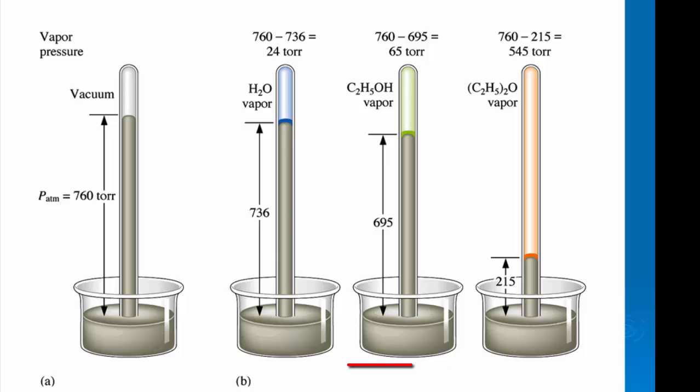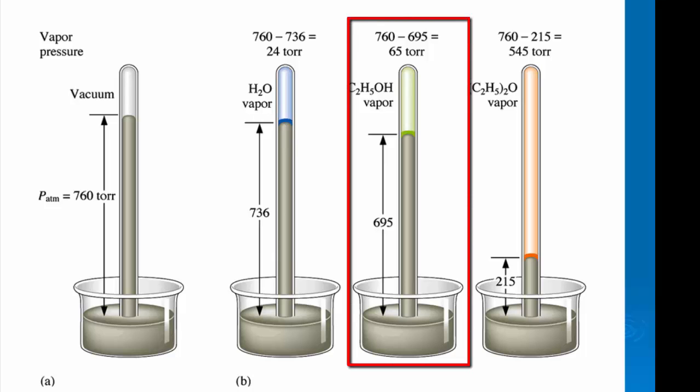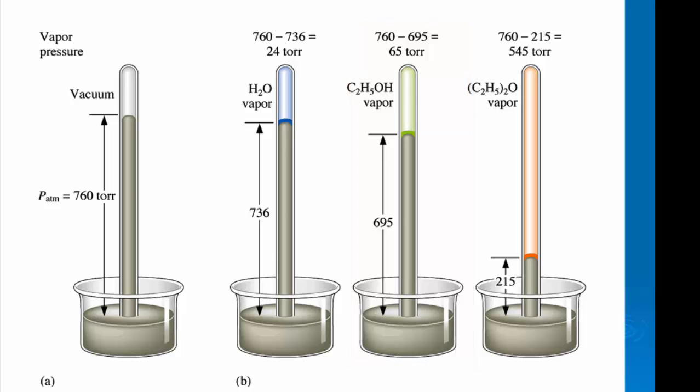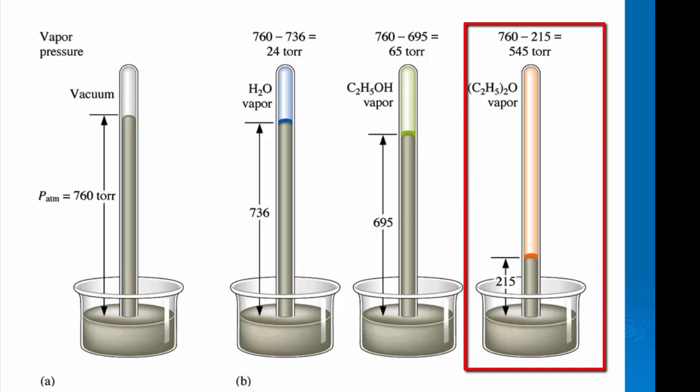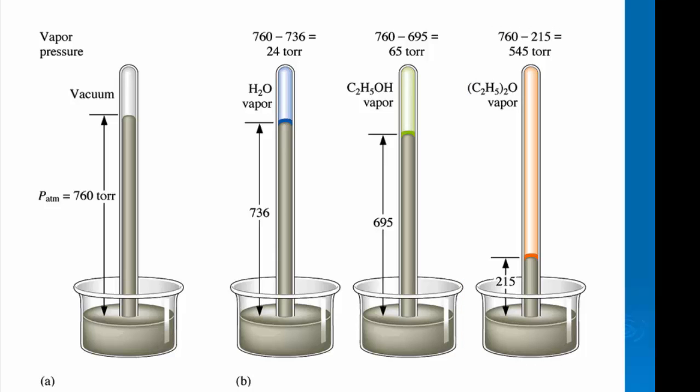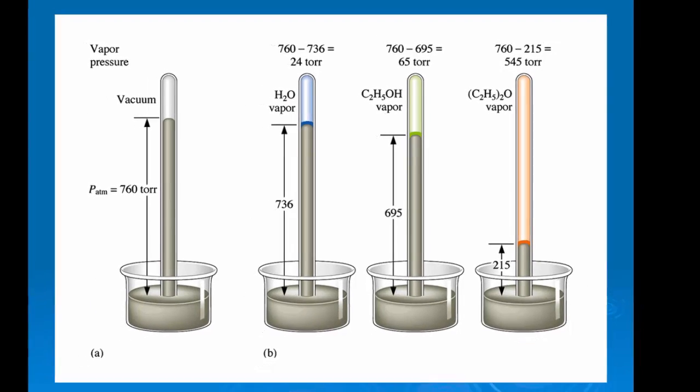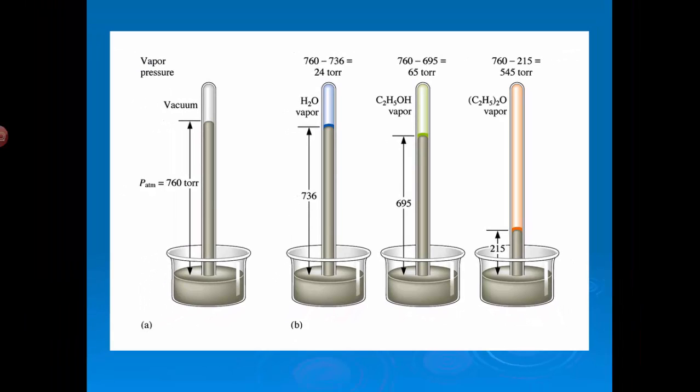If you use C2H5OH, that's ethanol, you put some ethanol in there. Ethanol turns into vapor, and it pushes the mercury down to a height of only 695, so its vapor pressure is 65 torr. And if we use something called diethyl ether, you get a tremendous amount of vapor pressure, 545 torr. It doesn't matter how much liquid you put in there, only a certain amount of it is going to evaporate, and then you're going to reach dynamic equilibrium at whatever temperature you happen to be at. And we're going to assume that we're at room temperature here.